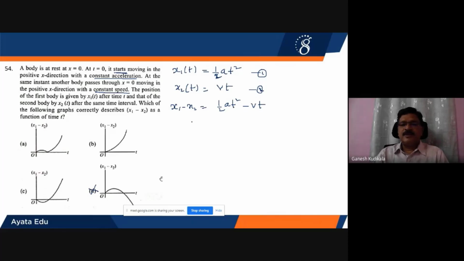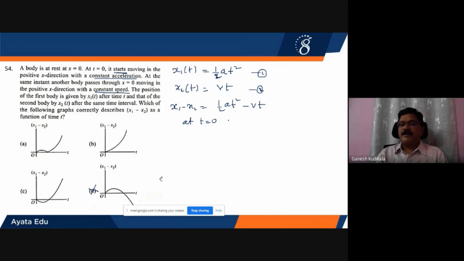At t is equal to 0, the particle is starting from the origin. But the problem is, as the time is increased, let us say by 1 second or 2 seconds, this factor will be more than this one, because it already has a velocity of v. With this acceleration, it will reach this v. It takes a little bit of time.